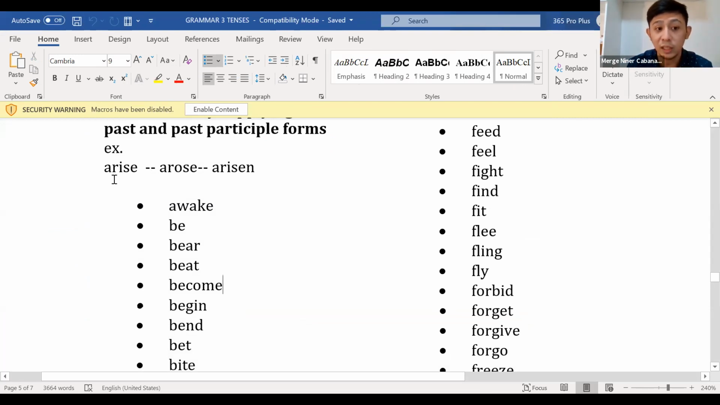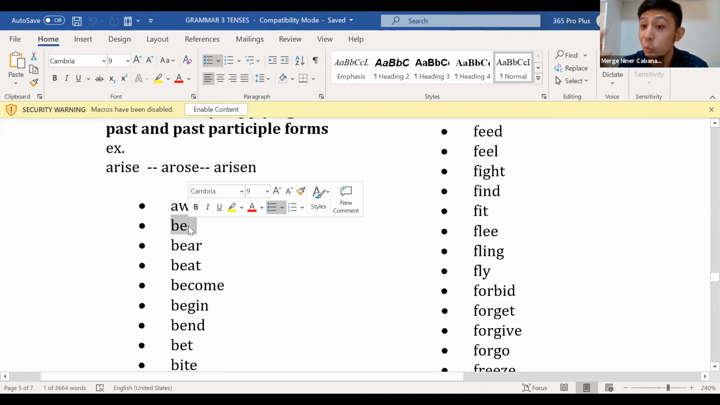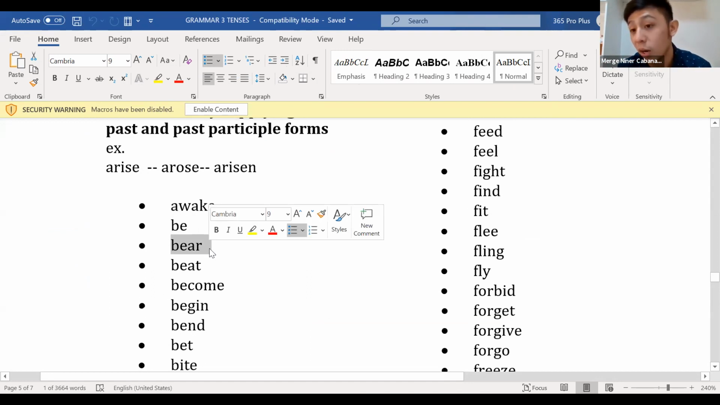So this will be your activity. As I've mentioned, arise. The past form is arose. The past participle is arisen. Awake. The past form is awoke. The past participle is awaken. Be. The past form is was or were. The past participle is been. Bear. The past form is bore, B-O-R-E. The past participle is B-O-R-N-E.